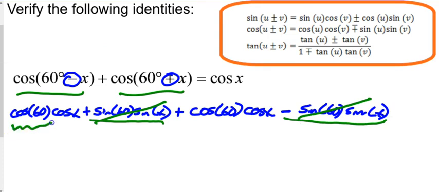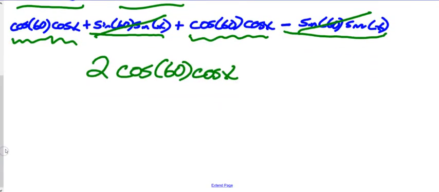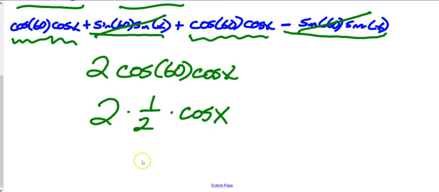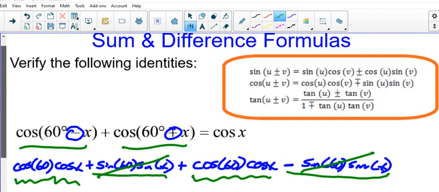Then you should notice that you have two of the same thing. You have two terms. So it becomes 2 cosine of 60 cosine of x. Now what's the cosine of 60? Well, 60 is the same as pi over 3, and the cosine of pi over 3 is 1/2. What's 1/2 times 2? Well, that's just 1, leaving behind cosine of x, which is exactly what we wanted.